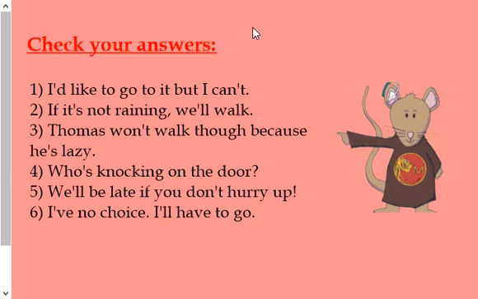Okay, hopefully you managed to get that done. And here are the answers. So I'd like to go to it, but I can't. If it's not raining, we'll walk. Thomas won't walk though because he's lazy. Who's knocking on the door? We'll be late if you don't hurry up. And finally, I've no choice, I'll have to go. So hopefully you're starting to identify words that could be contracted in sentences.